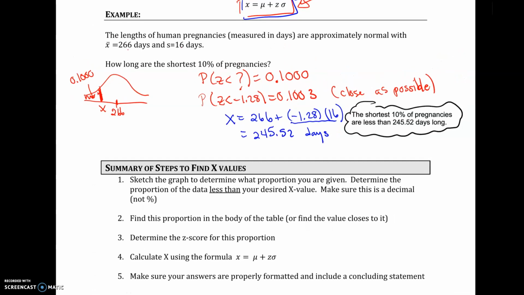Again, just to go back through the steps we went through to solve that problem. We did a quick sketch to figure out where our x value might be located. We were given a percent, so we had to turn it into a probability. We figured out the z-score closest to that probability. And then we plugged our mean, standard deviation, and z-score into a formula to figure out the x value that would solve the problem.